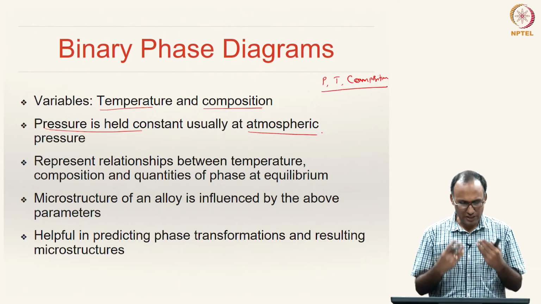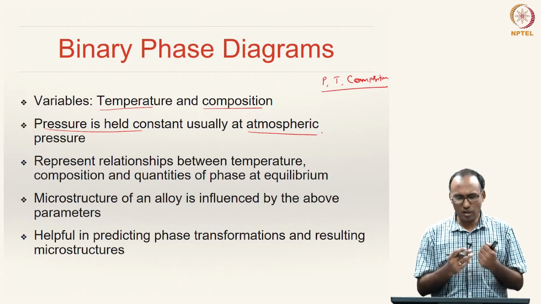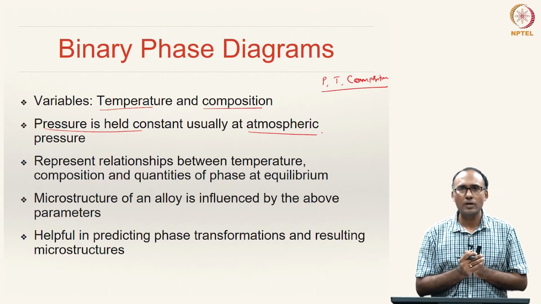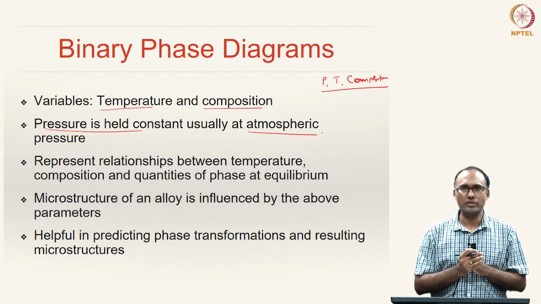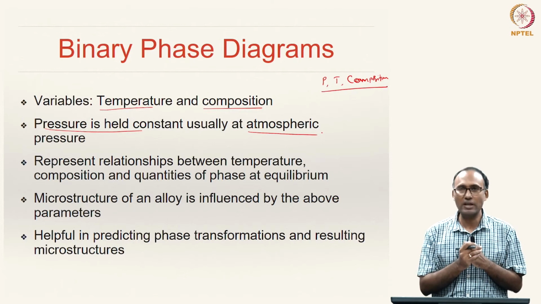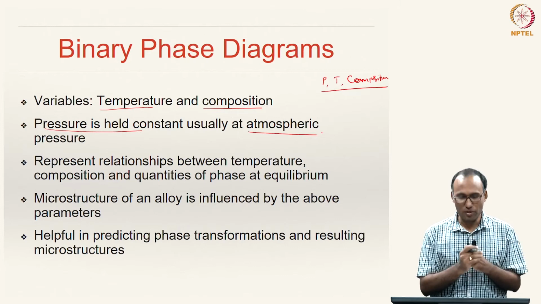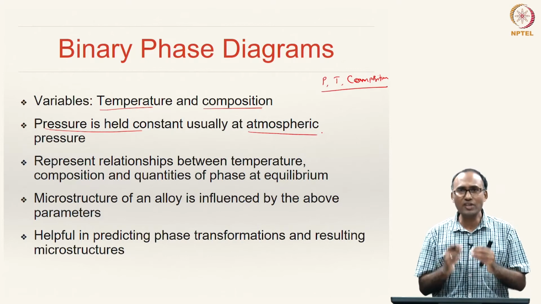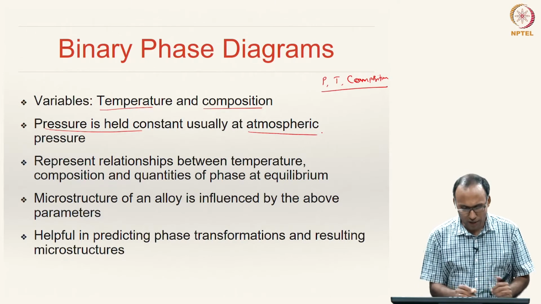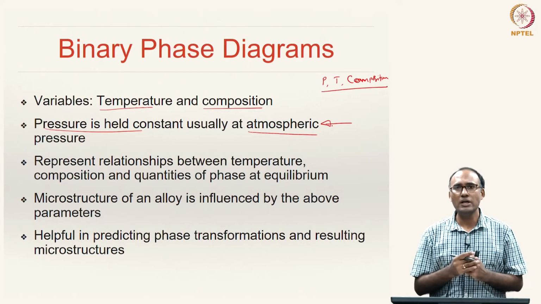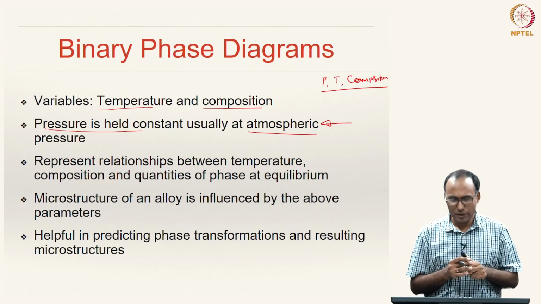So, most of the phase diagrams that you would see in the literature are drawn with composition versus temperature at 1 atmospheric pressure. And when there is a change in pressure other than atmospheric pressure, then the phase diagram will change when you are drawing between temperature and composition. But most of the phase diagrams that we will be discussing, not all, are done at atmospheric pressure, and that is also true for several phase diagrams that you would come across in the literature.